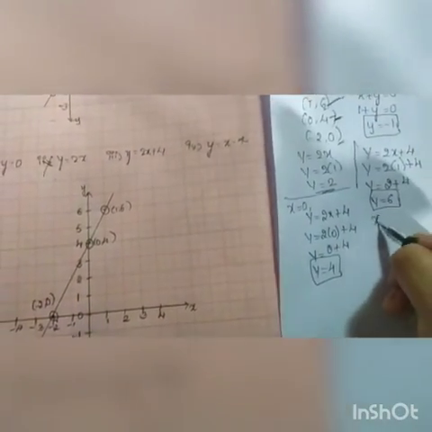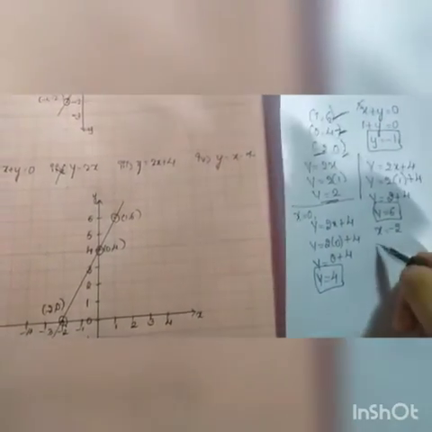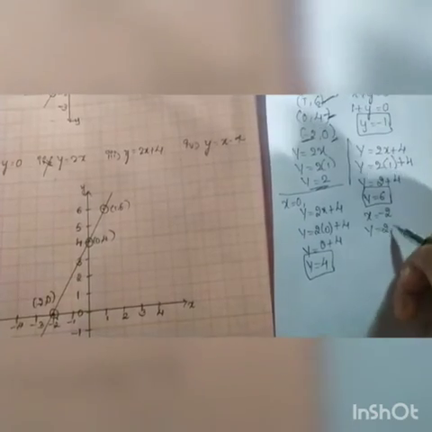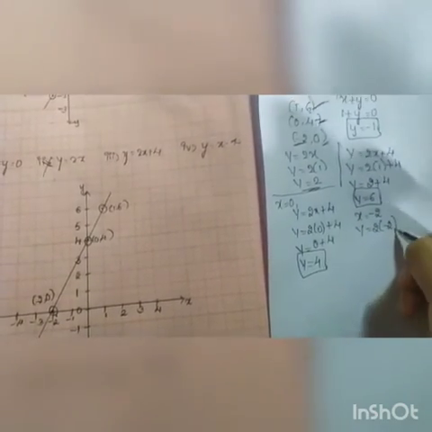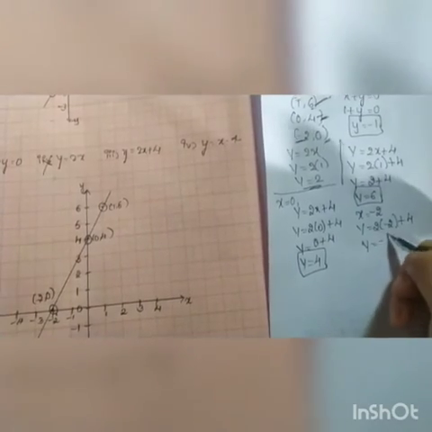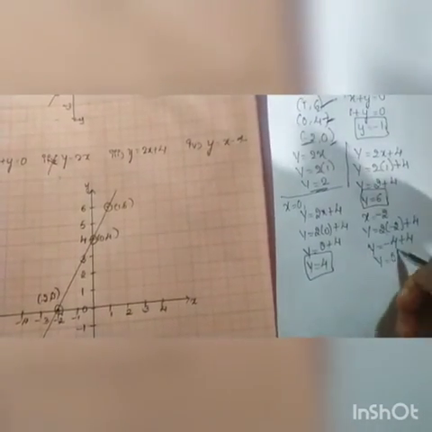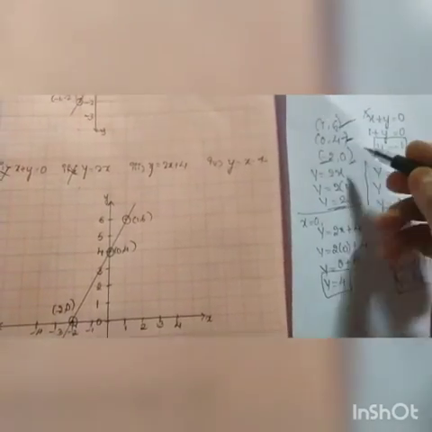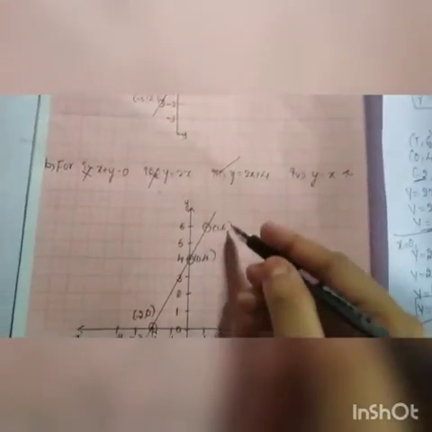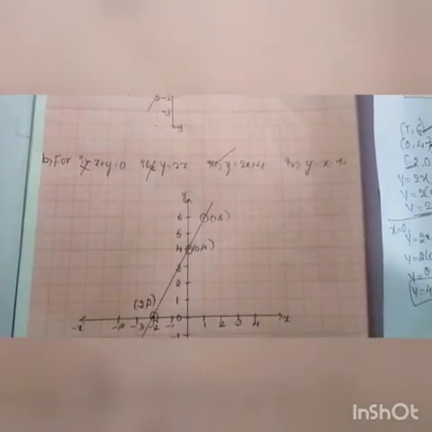You can check. The last point is x equals minus 2. If I substitute, y is equal to 2 into minus 2 plus 4. y is equal to 2 twos are minus 4, plus 4. So the y value will be 0. So the y value 0 is verified. So the equation for the given graph is y is equal to 2x plus 4.